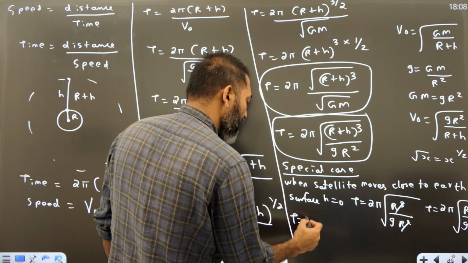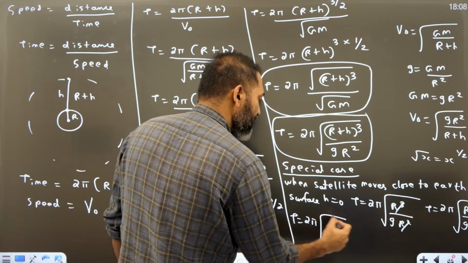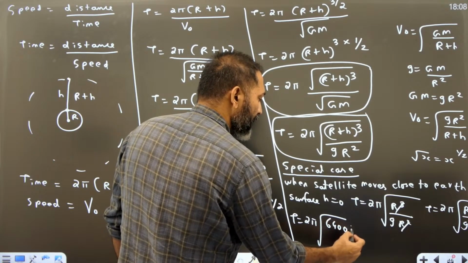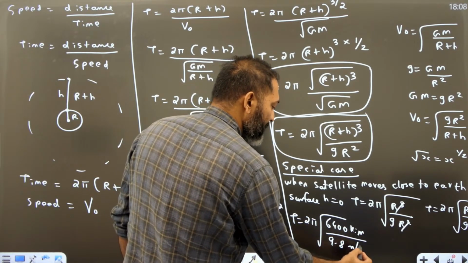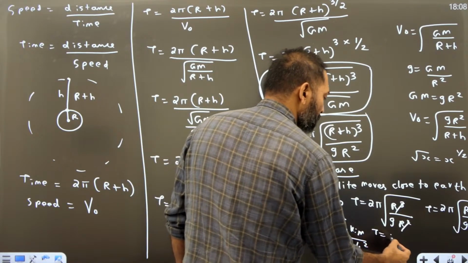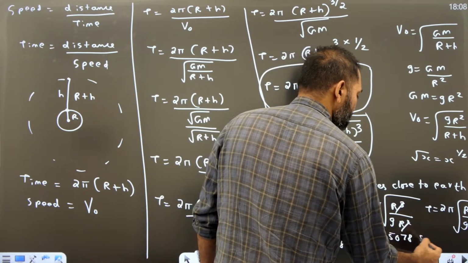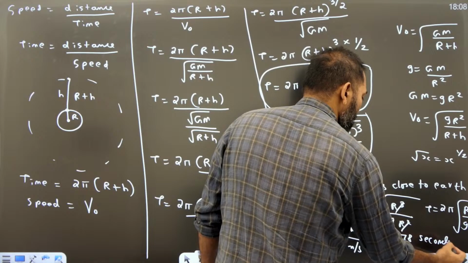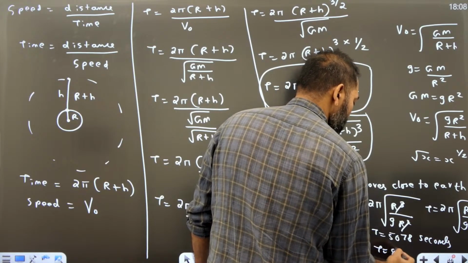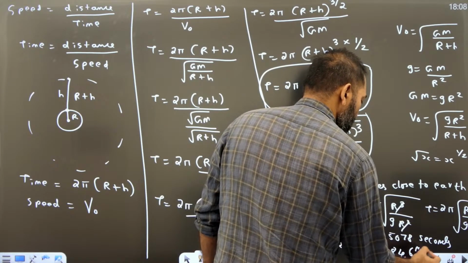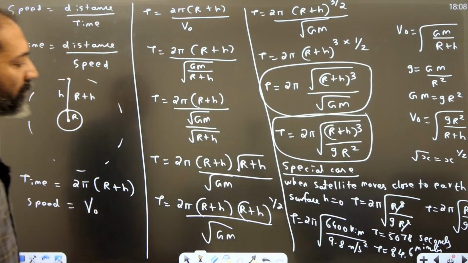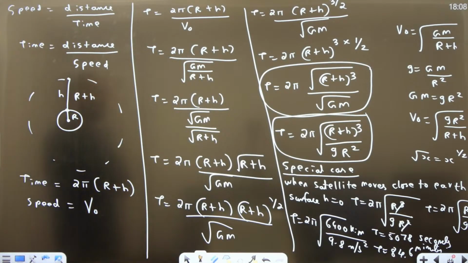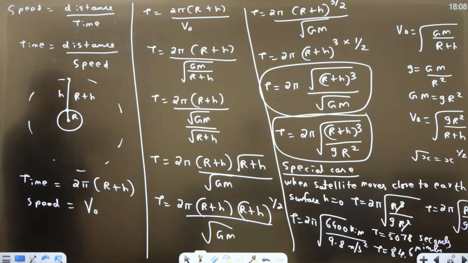So 2 pi root r by g. What is r? The radius of the Earth, 6400 kilometer, divided by g, which is 9.8 meter per second square. If you substitute, you will get the time period as 5078 seconds or 84.6 minutes.